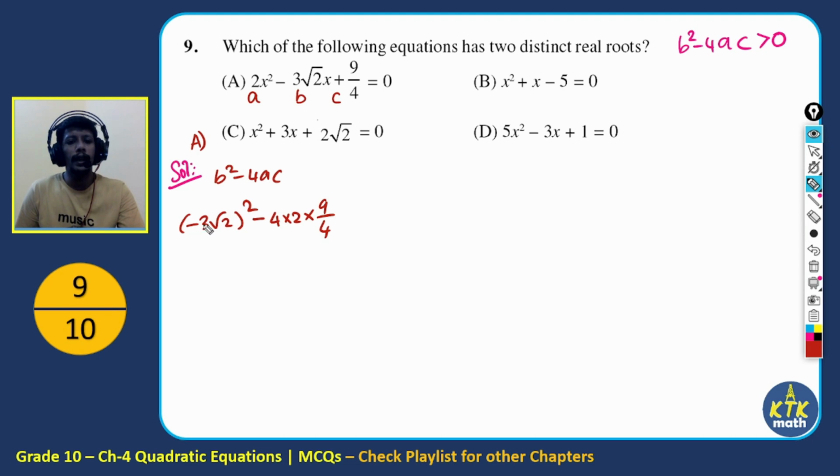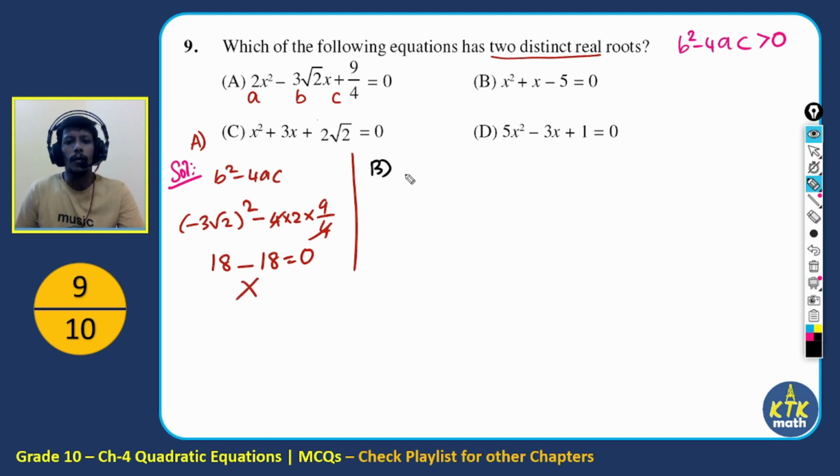So here you are getting 9 2s are 18, minus 4 got cancelled, this is also 18, so it is 0. So according to the statement it has equal roots, but the question they are asking is 2 real roots, so this option is not applicable. Now go with the next option B.